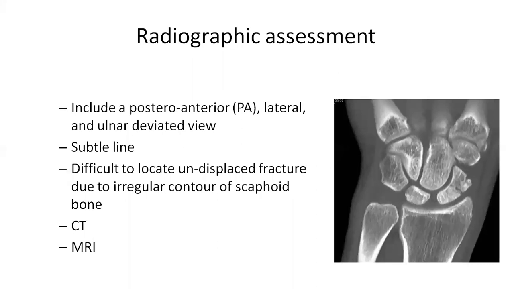It is difficult to see an undisplaced fracture due to the irregular contour of the scaphoid bone, and that's why the CT scan can help us to identify any fracture or any problem which goes unidentified on the simple radiographs. MRI can also be used, and it is superior to the CT scan in that sense. We can also assess any soft tissue injury through MRI, but a CT scan usually cannot identify soft tissue injuries.